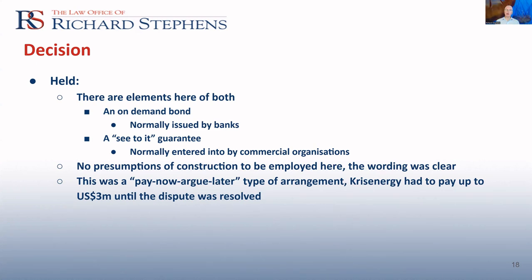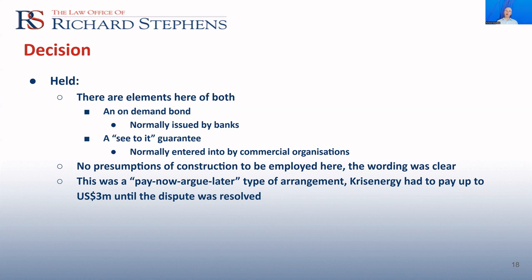That's one thing. Businesses, commercial organizations typically will enter into see-to-it guarantees, like a parent company guarantee, for example, a very typical example of a guarantee in the commercial setting. But as the judge said, and this is the modern approach to it, look, there's no presumption here just because Chris Energy, a holding company, is a business and not a bank. I'm not going to stretch a point and construe this as a guarantee when the wording is clear on its face. This was, said the judge, a pay now, argue later type of arrangement. It was an equivalent to an on-demand bond.